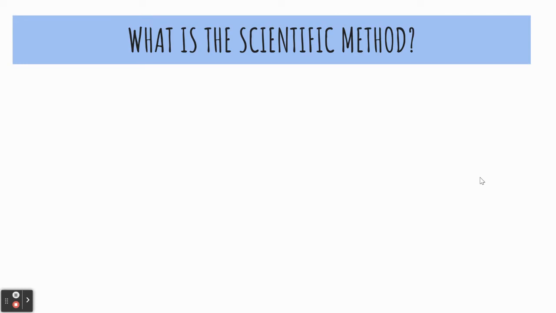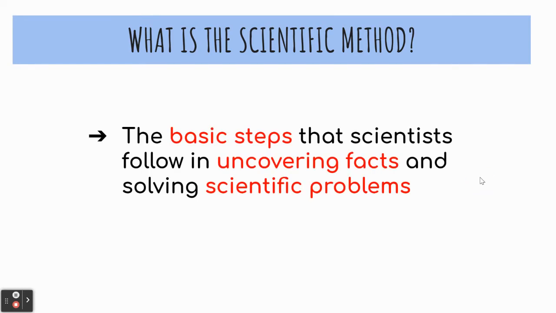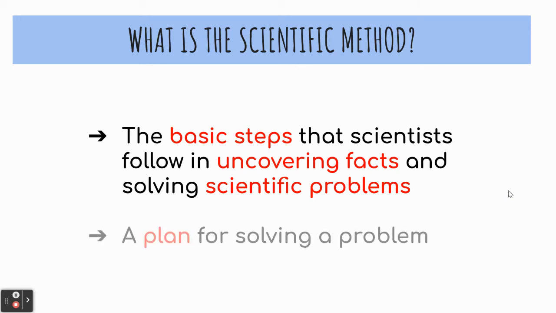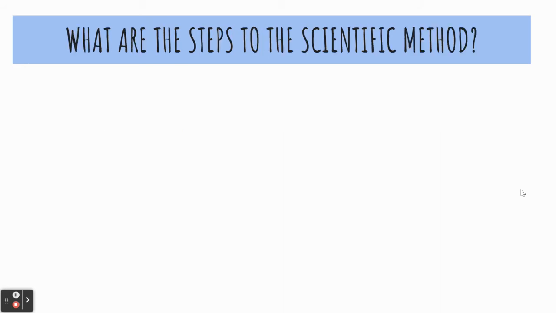All right, so what is the scientific method? The scientific method is the basic steps that scientists follow in uncovering facts and solving scientific problems. It's a plan for solving a problem. So basically, scientists see something or think about something, and they're curious about why it happens. And then they have to follow these steps in order to scientifically figure out what the cause of that is. So let's look at the steps.